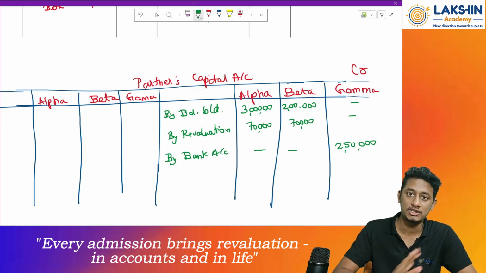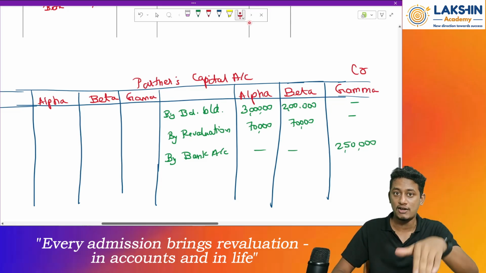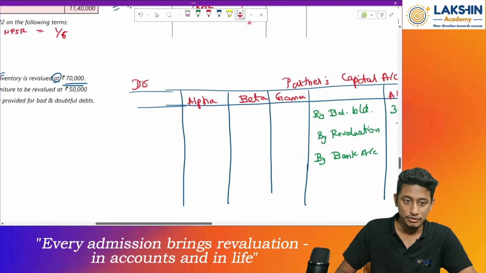Has he brought in anything for goodwill? No, sir. In this question, he has not brought in anything. So what will we do? We will take out some money from this amount only towards goodwill and reduce this value of capital, just like we did in the first question.